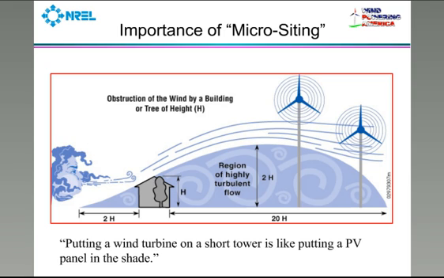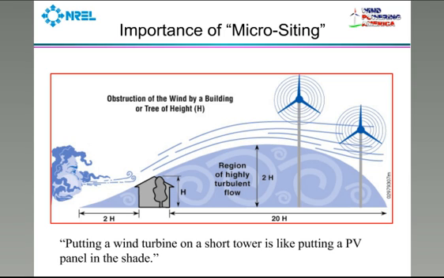Micrositing. This graphic hopefully shows what happens downwind of an obstacle. If you have an obstacle of height h, you're going to have a disturbed region that goes about 20 h downwind of that obstacle and extends to a height of about 2 h above the obstacle. So you have the quote there from a turbine manufacturer. Putting a wind turbine on a short tower is like putting a PV panel in the shade. Don't use a short tower just because it's cheapest. Ideally, you want to be outside the turbulent zone.